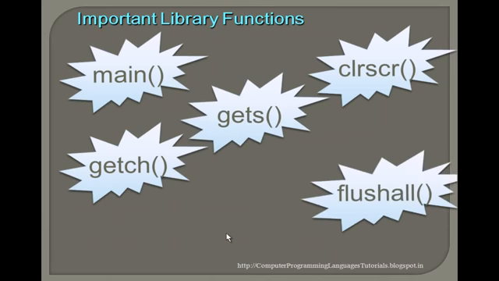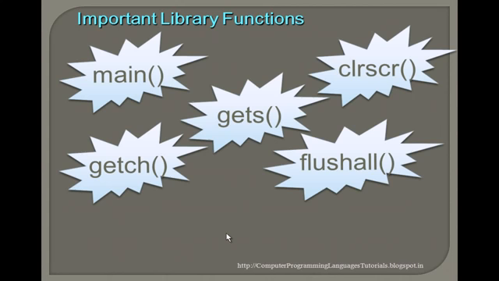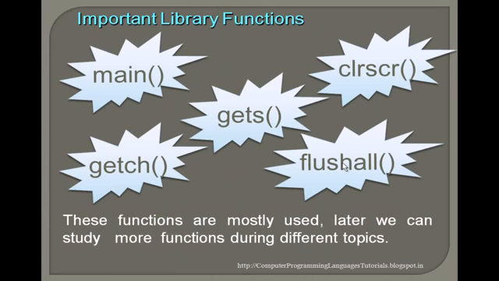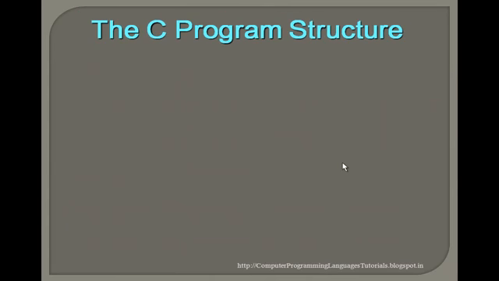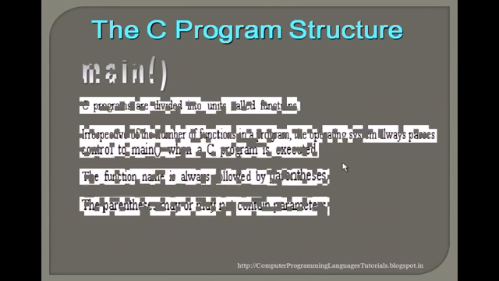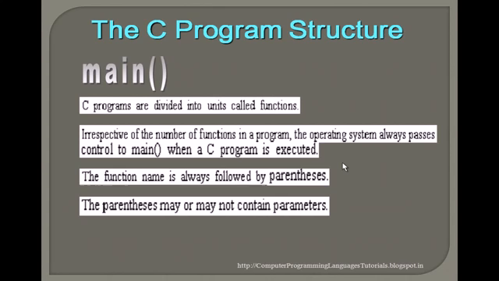C has a number of library functions, but now we only see some important functions. We will discuss gets and fflush later, or when we need these functions, we will discuss them. All these functions are stored within the library. Then what is meant by library? Before that, let us look at the detailed part. The main is a library function.